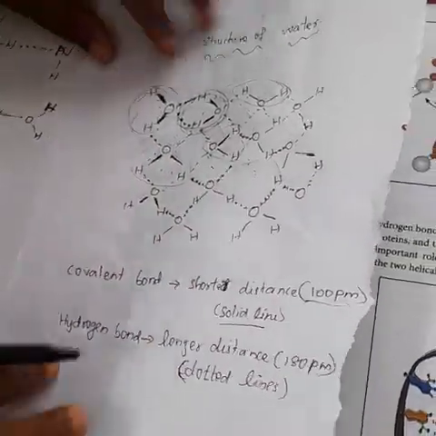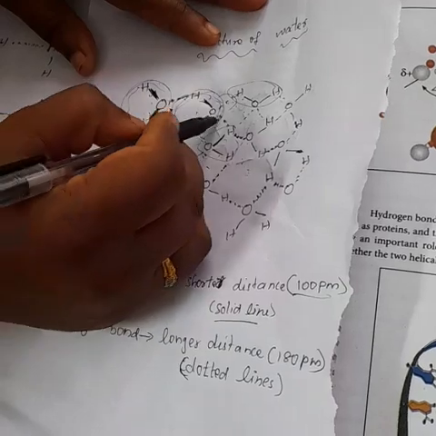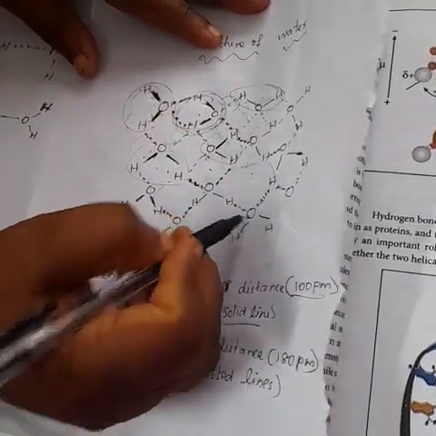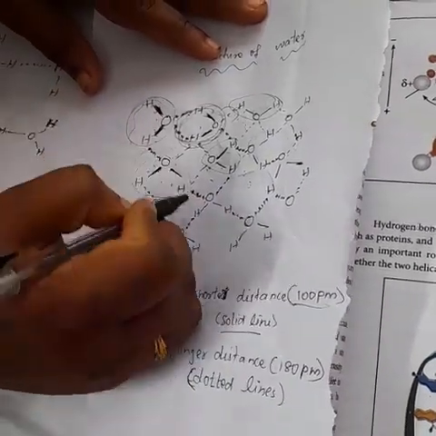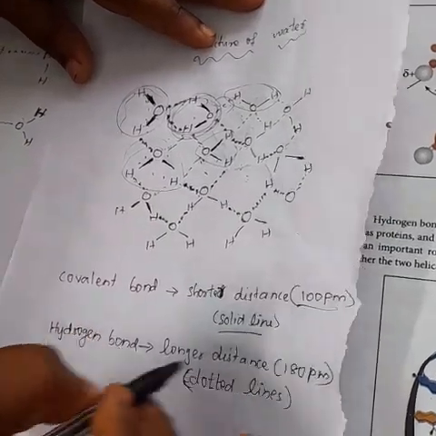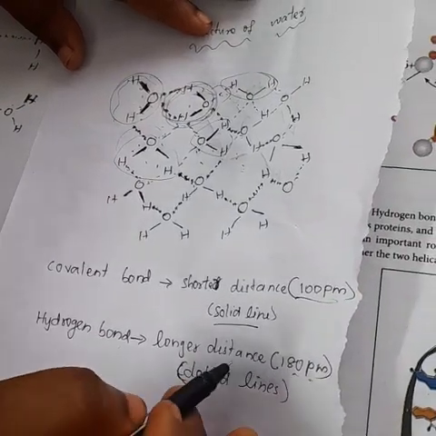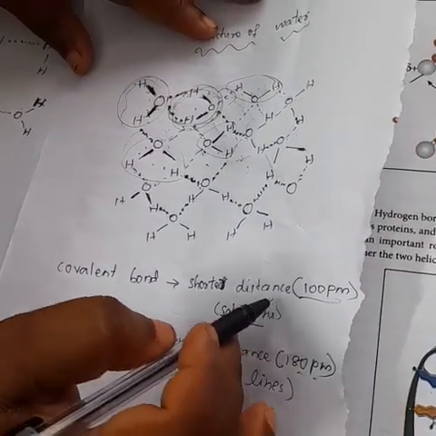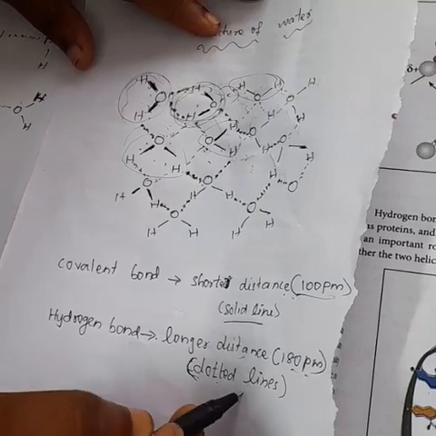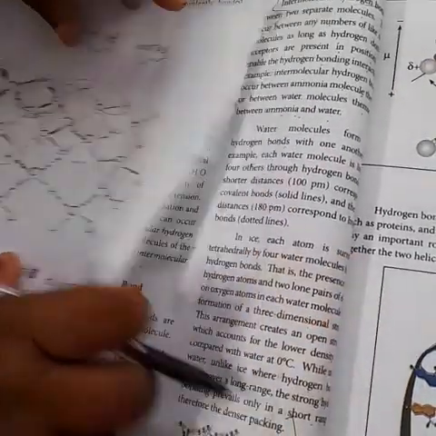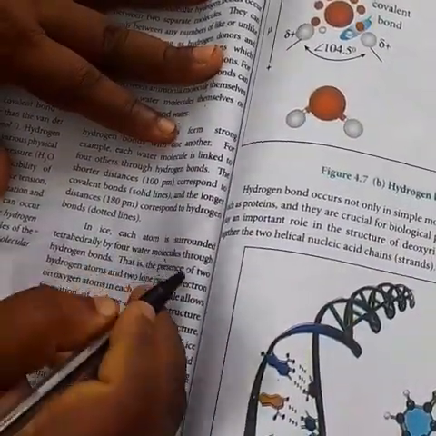The longer distance corresponds to hydrogen bonds. This is the longer distance, indicated by the dotted line, which is the hydrogen bond. The longer distance of the hydrogen bond is 180 picometers. So the covalent bond is the shorter distance, 100 picometers, and the hydrogen bond is the longer distance, 180 picometers. Understood? In ice, each atom is surrounded tetrahedrally by 4 water molecules through hydrogen bonds.